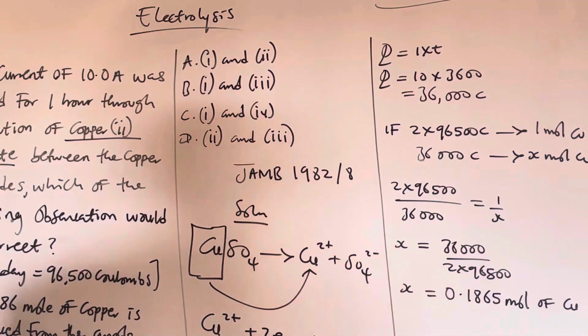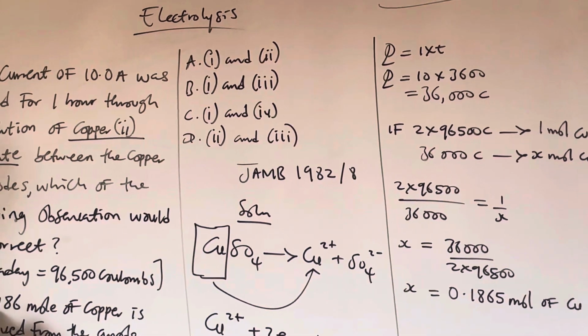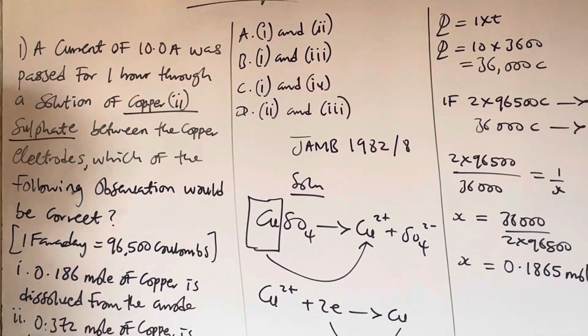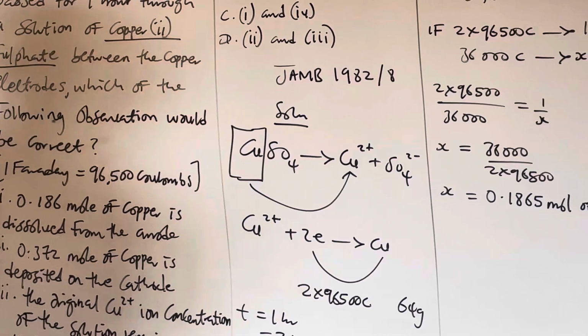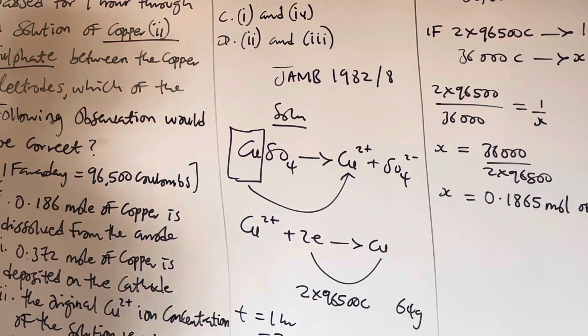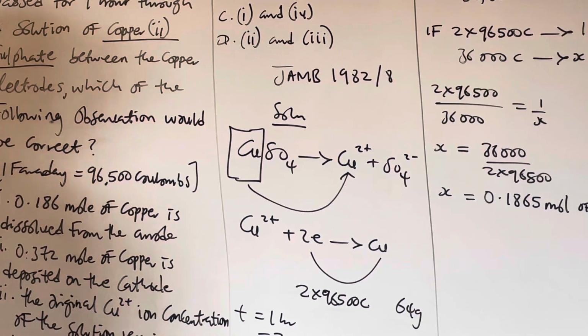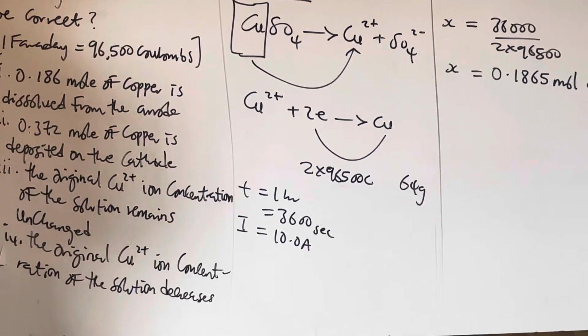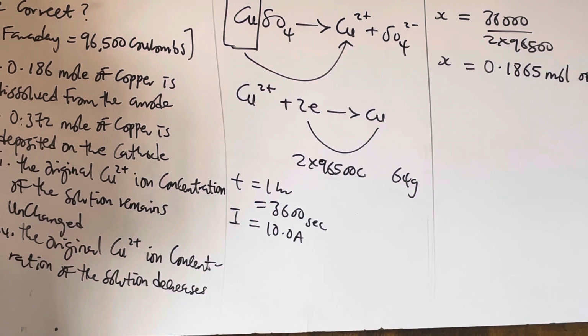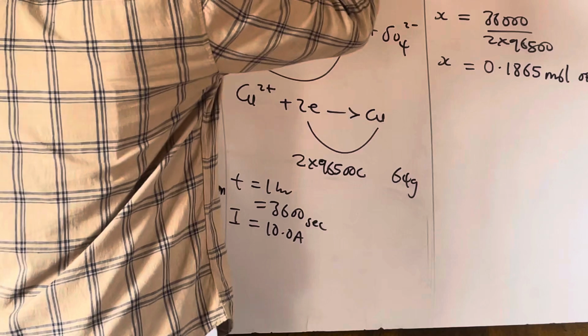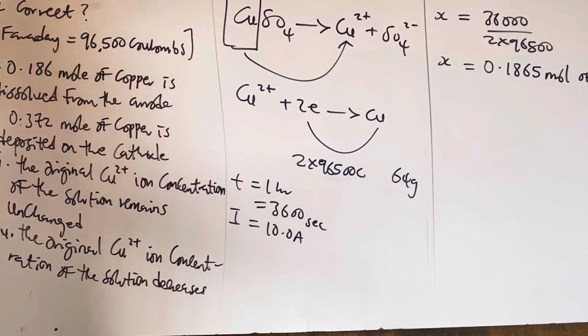Now go back to your options. Option I says 0.186 mole of copper is dissolved from the anode. This one is correct. II, 0.372, is wrong. III, the original copper ion concentration of the solution remains unchanged. IV, the original copper ion concentration of the solution decreases. That is wrong. It's not true. So the answer is I and III. So where do we find it? B. So the answer is B. Have you seen how we got the answer?